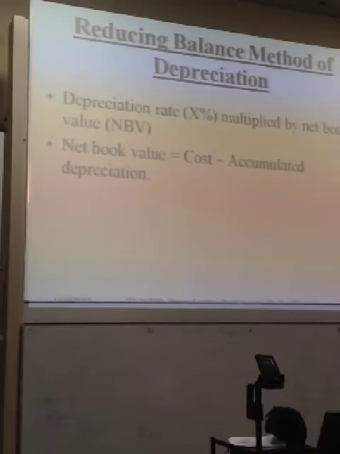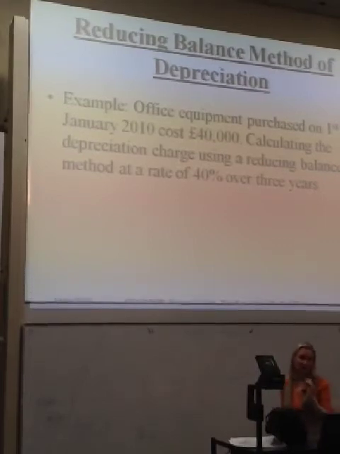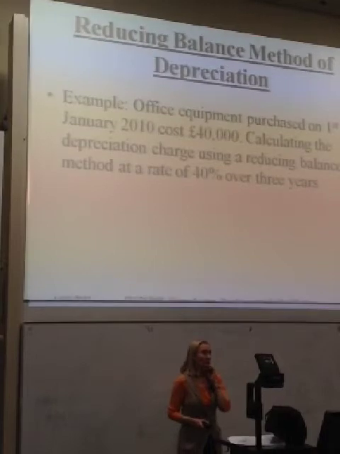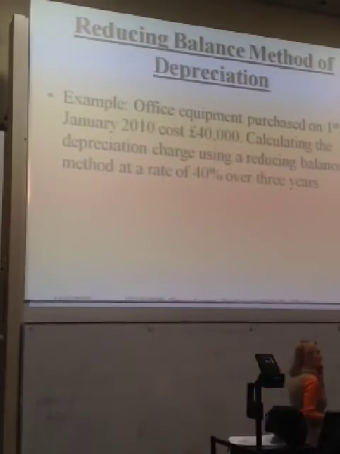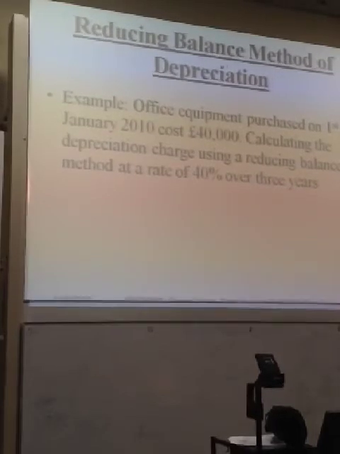Let's have a look at an example. Office equipment purchased on the 1st of January 2010, 40,000. Reducing balance, 40% over 3 years.